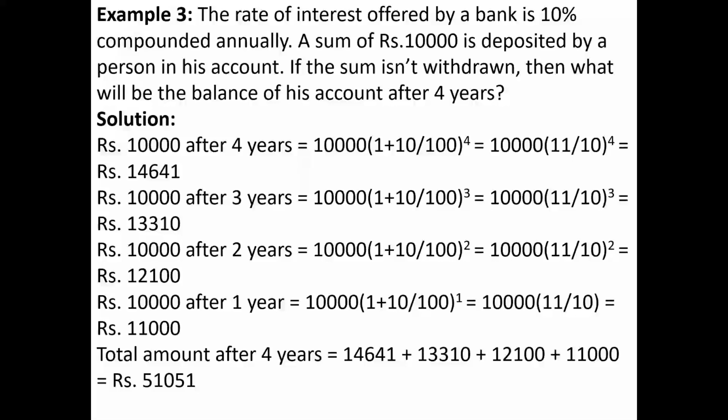But with compound interest, every time your principal amount will be compounded, and from that only you will get the output. So that's why your 10,000 rupees after 4 years becomes 51,051. That is the compound interest for 4 years. Okay, so hopefully I'm clear for everyone.